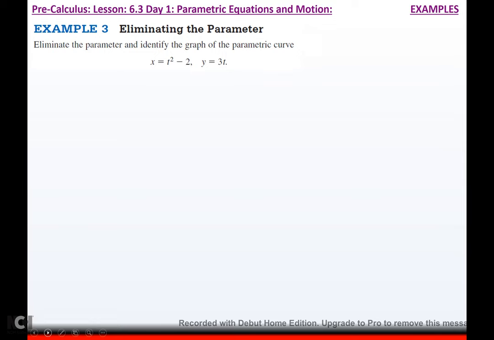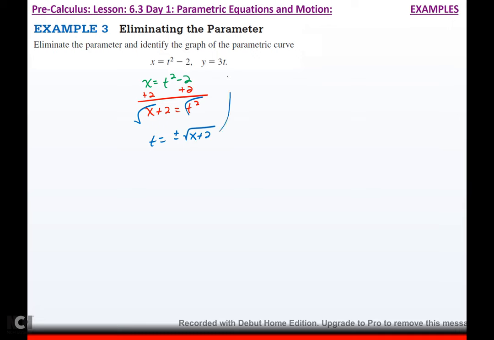All right, so let's try this one. Again, I'm going to take my x equation, and I'm going to get t alone. So I'm going to add 2. I get x plus 2 equals t squared, square root, and I get t equals plus or minus the square root of x plus 2.